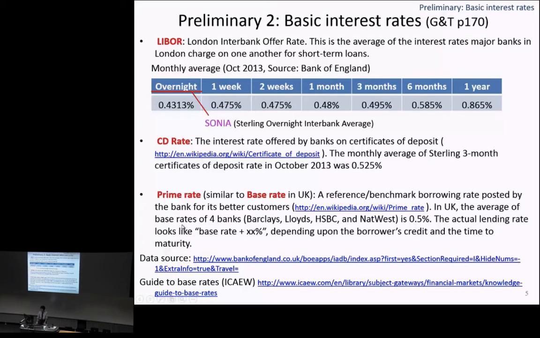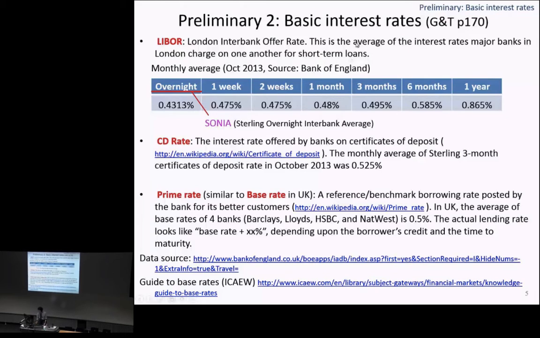Today I want to introduce 3 famous interest rates: LIBOR, CD rate, and the prime rate. LIBOR is the acronym for London Interbank Offer Rate. Interbank is the market in which banks lend to and borrow from one another. So the interbank rate is the interest rate at which banks lend to and borrow from one another.